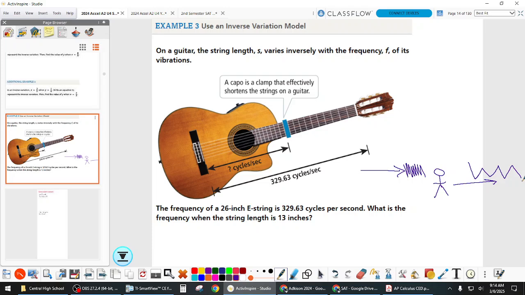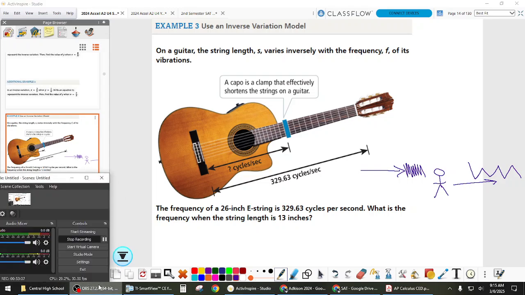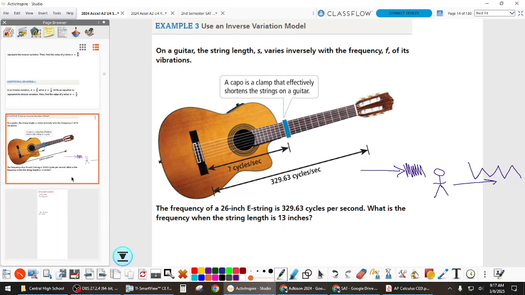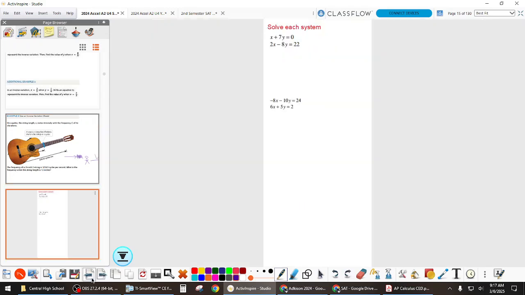All that to say, go ahead and give me the frequency when the string is 13 inches, please. Okay?